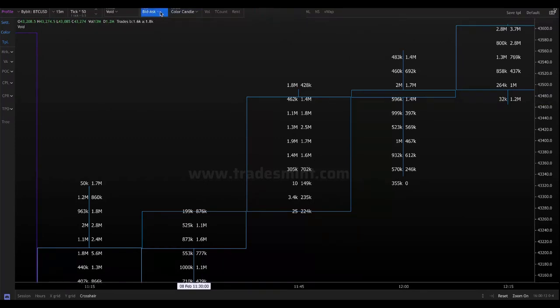Okay. And then the last thing is imbalance. We're going to get into this more later, but basically if you see the color is different, that means there's a very large imbalance of the number of buys and sells. And these are very important, and we're going to get more into these later.